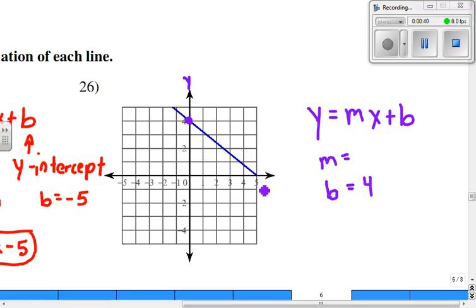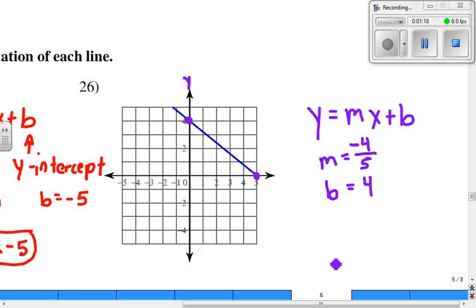And our slope, well, to do that, we need 2 points that it crosses through. We have one, and now I've identified another one. So let's see. We're going to go 1, 2, 3, 4. That's down 4, so that's negative 4. And then we're going to go 1, 2, 3, 4, 5. Right 5. So that means our slope is negative 4/5.